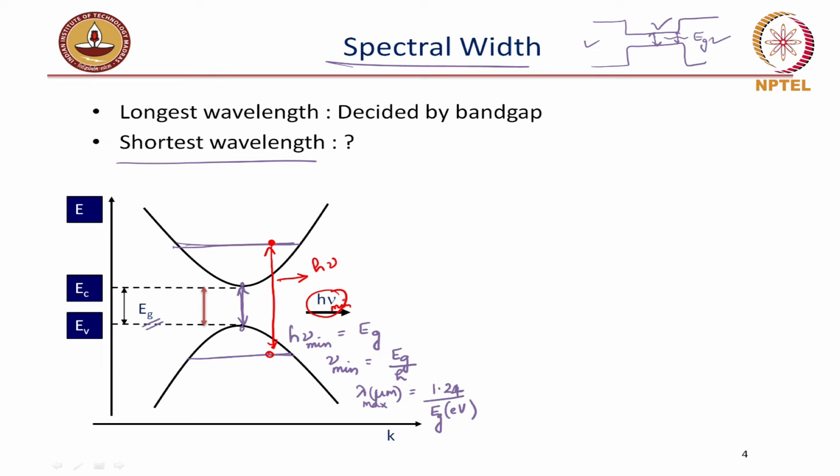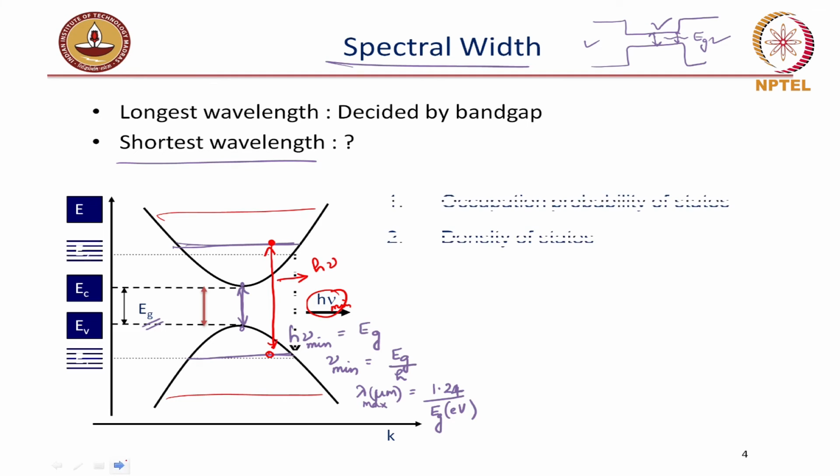Now, if you want to really go into the theoretical aspects of it, it is going to take a little bit more time. So what we are going to do today is just tell you the intuitive results. The shortest wavelength can obviously be decided by the highest energy level. What is the highest energy level separation between the electron and hole? That decides my shortest wavelength.